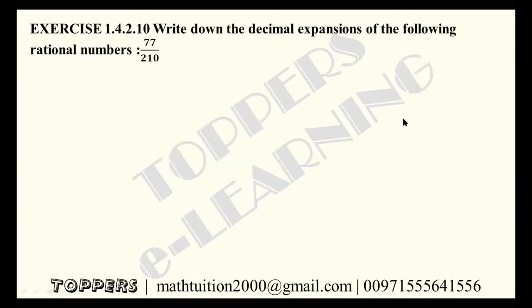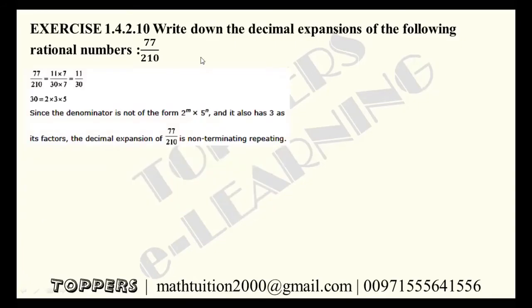77 by 210. Prime factorization of 210 is 2 into 3 into 5.